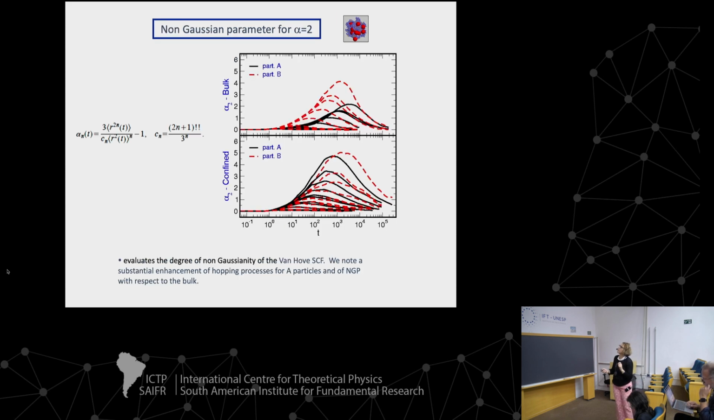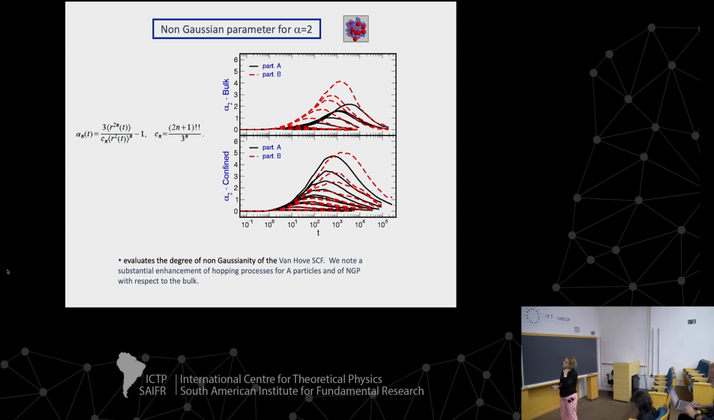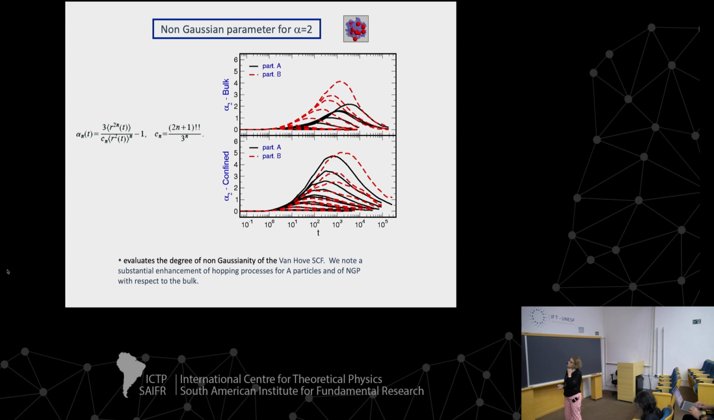Okay, this is nice because Gustavo also was talking about the non-Gaussian parameter. The non-Gaussian parameter is something that is used also when we talk about hopping, mode coupling, etc., because it evaluates the degree of non-Gaussianity of the Van Hove self-correlation function, and is defined as follows.